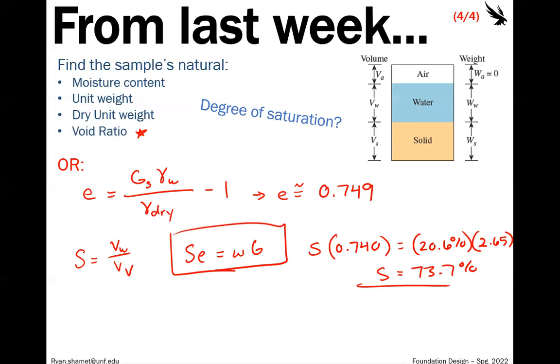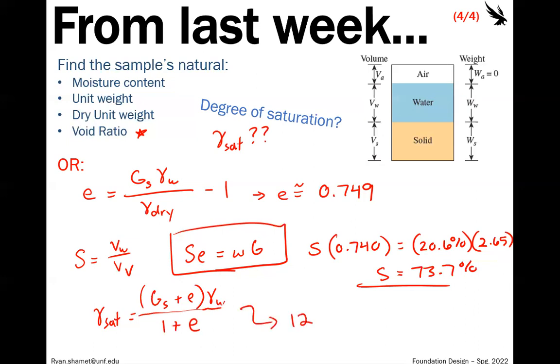And again, just to double check, and go overkill here, there's also this relationship that we could use to double check or find our saturated unit weight. And this is a function of the void ratio. If we did this out, we would see about 121 pounds per cubic foot.